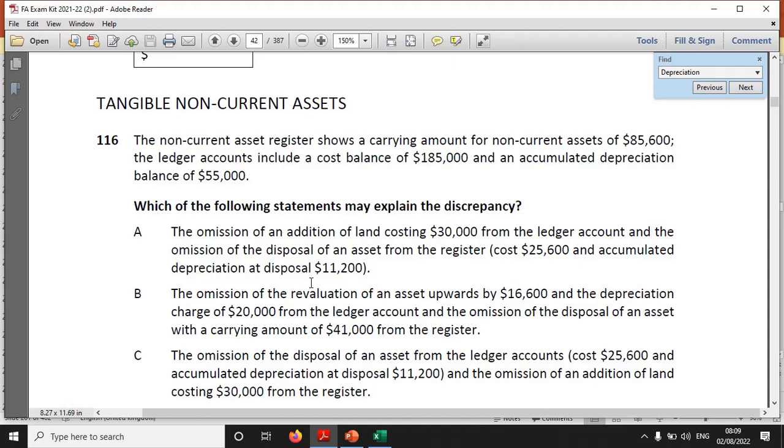It appears there could have been an omission from one of these records, and on the smell test, the omission could have been for a disposed asset. So A says the omission of an addition of land. Yeah, there's a possibility for an acquired asset as well. It says the omission of an addition of land costing about 30,000 from the ledger account, and the omission of the disposal of an asset from the register of 25,600 and accumulated depreciation of that much.